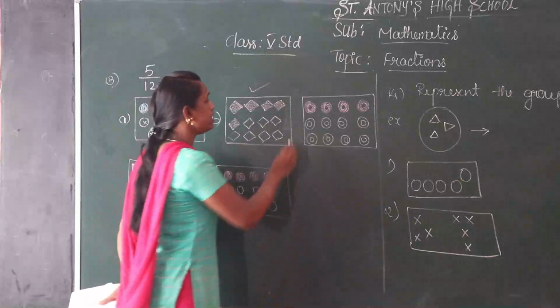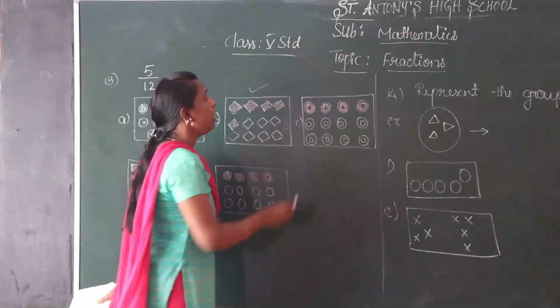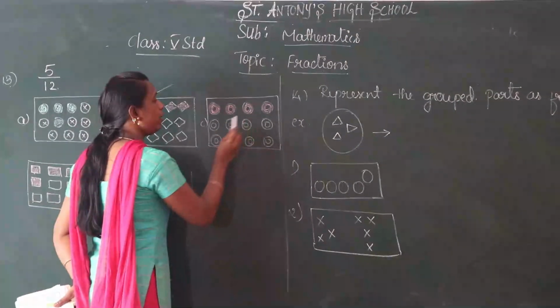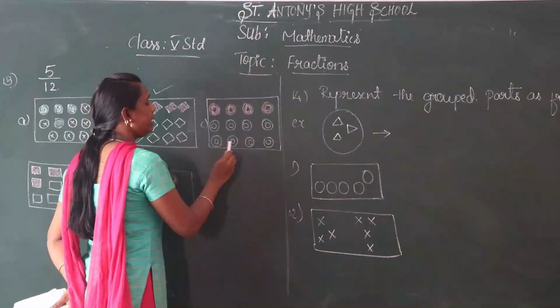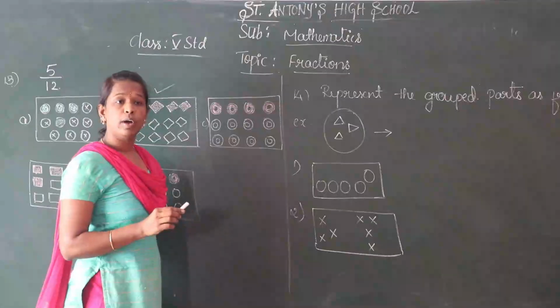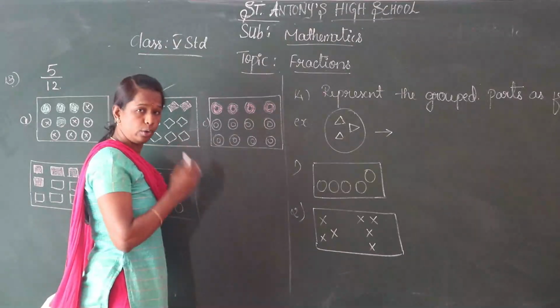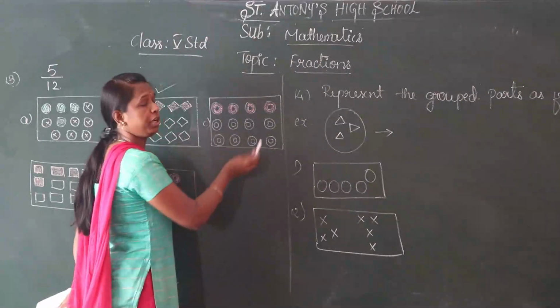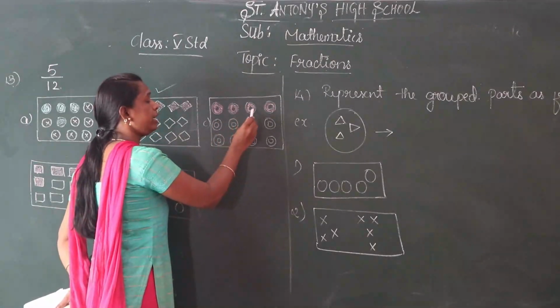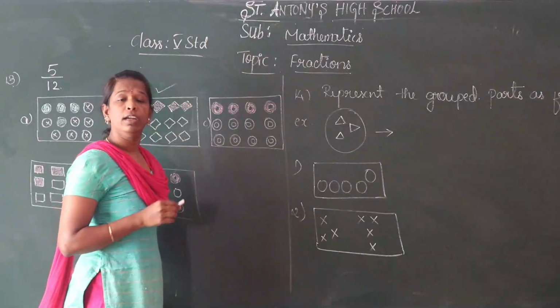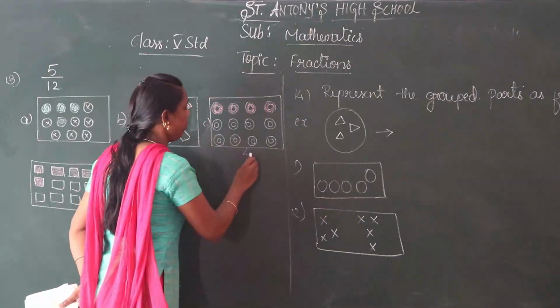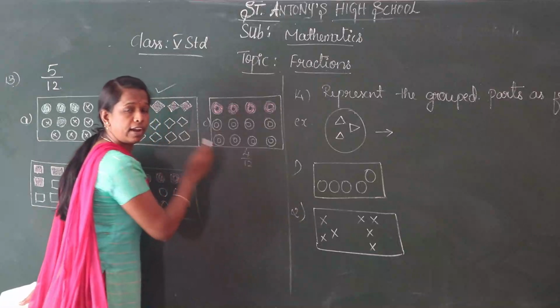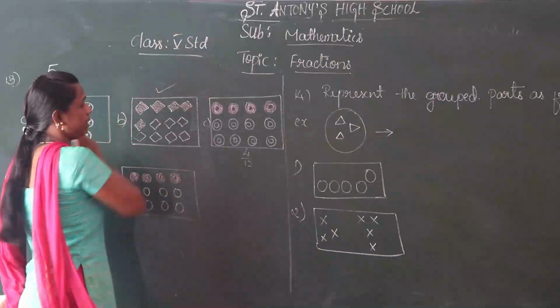Next, figure C. 1, 2, 3, 4, 5, 6, 7, 8, 9, 10, 11, 12. 12 parts are there. That is the total number of parts, the denominator. The shaded part is 1, 2, 3, 4. So the numerator is 4, and the fraction is 4 by 12. So this fraction does not represent 5 by 12.